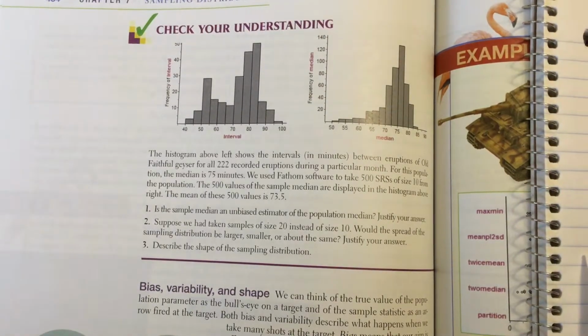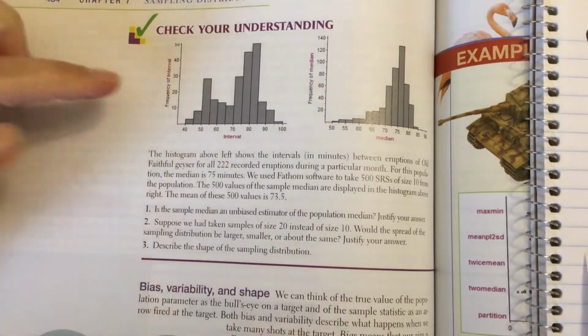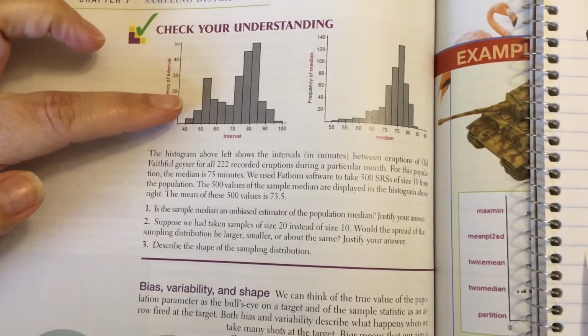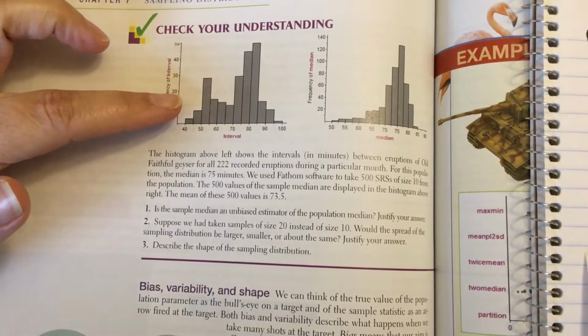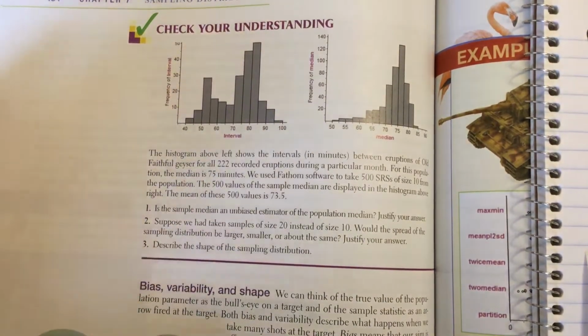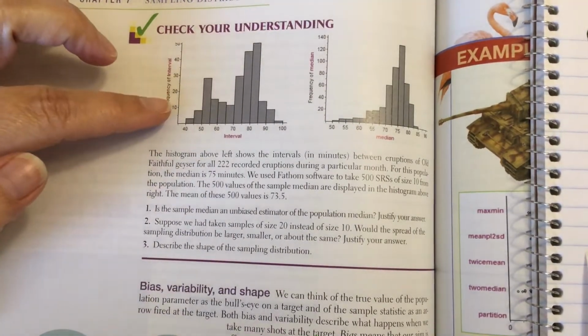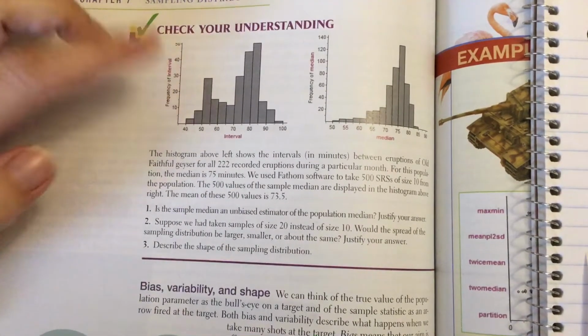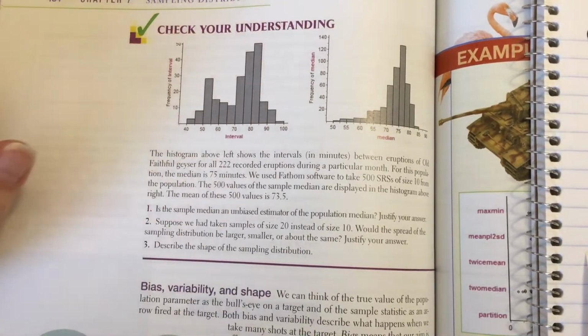We're going to do the check your understanding on page 434. The histogram above left shows the interval in minutes between eruptions of Old Faithful geyser for all 222 recorded eruptions during a particular month. So that's our population, the whole month. For this population, the median is 75 minutes. So about 75 minutes.